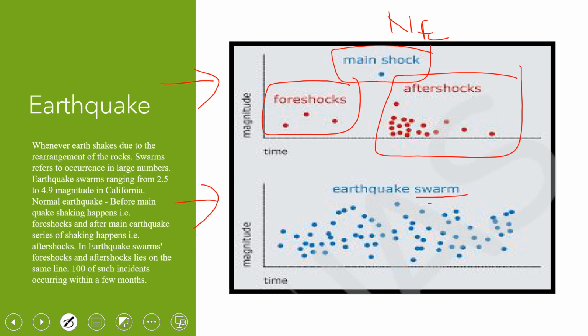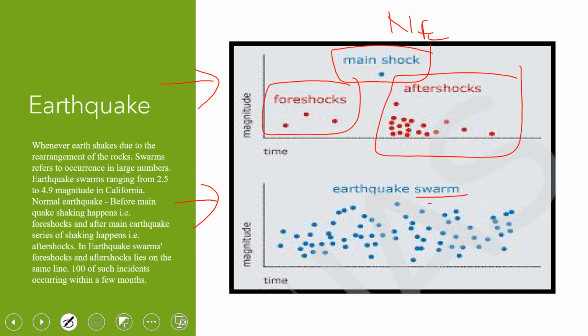The foreshock comes in the form of primary waves, P waves. Then there is a main shock that sometimes we also call a surface wave. The surface wave is one of the main reasons for the destruction of life and property during an earthquake. Then we see aftershocks.